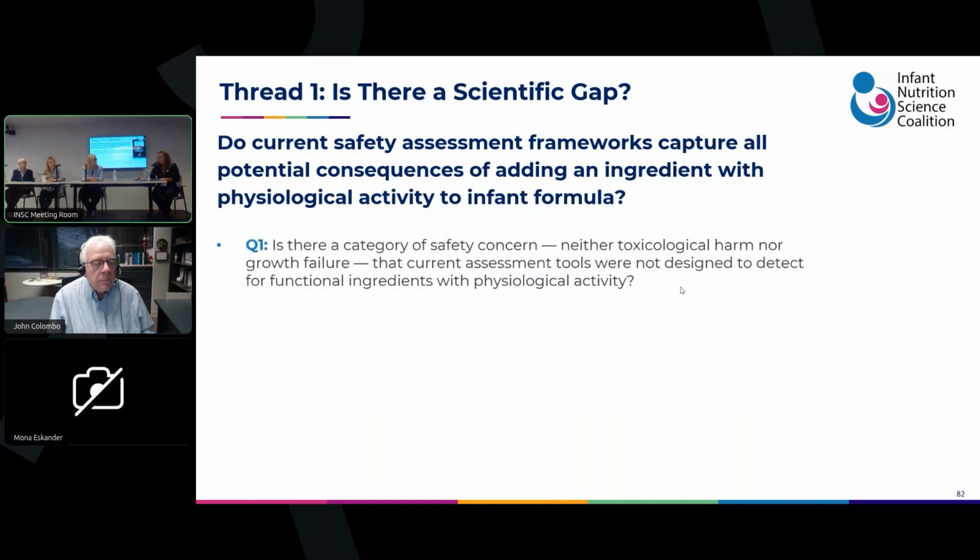So to break these down into some specific questions, we'll start with this first one. Is there a category of safety concern that neither preclinical toxicological investigations nor growth failure in a standard GMS, that these current assessment tools were not designed to detect, for functional ingredients with physiological activity?